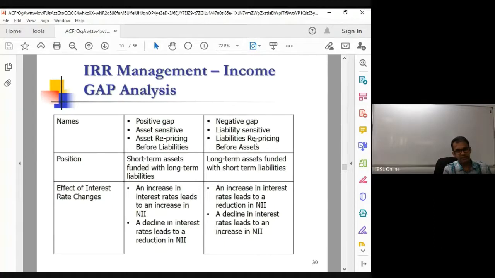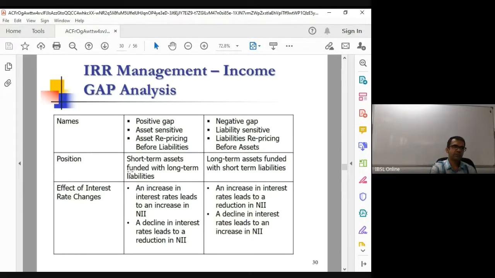Then the cost will increase or decrease depending on the interest rate movement. But the asset income will remain the same. So again, this will have an impact on the interest expense, and ultimately both will have an impact on the net interest income.